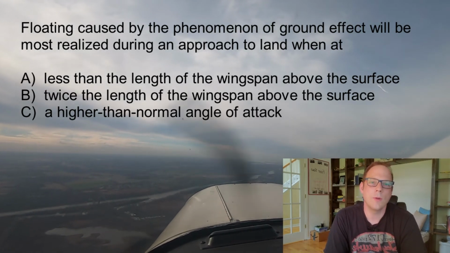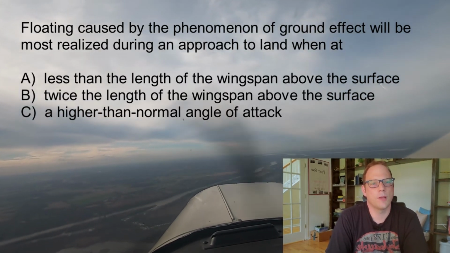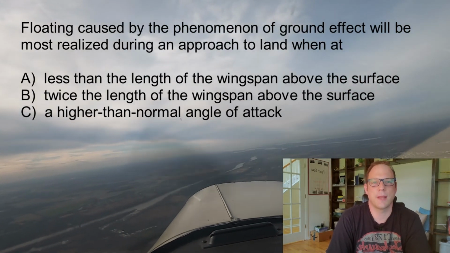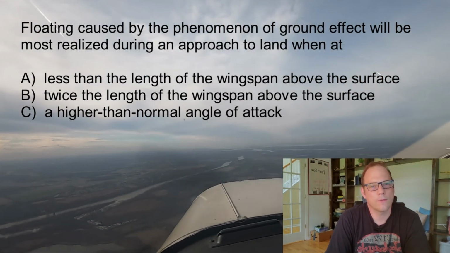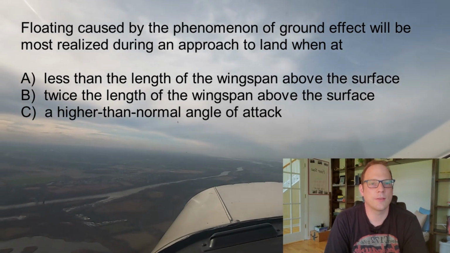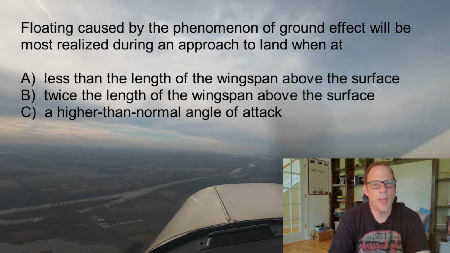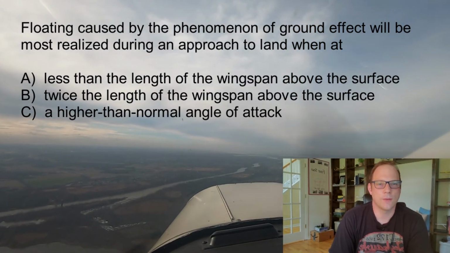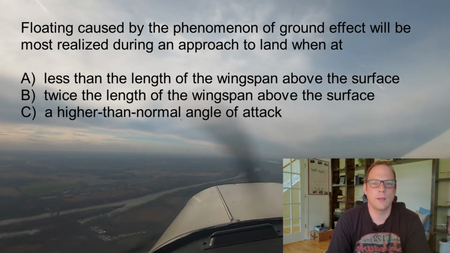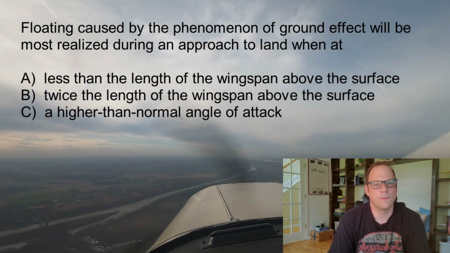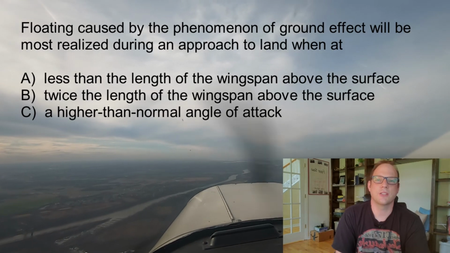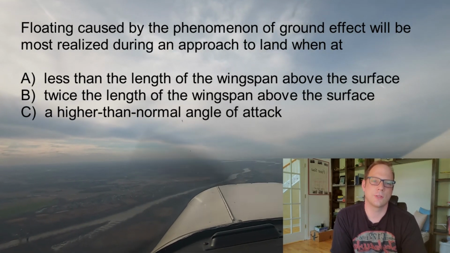So at about 1 wingspan above the runway, the reduction in induced drag is only about 1%. At about a quarter of the span, the reduction is a little less than 25%, and at about a tenth of the wingspan, so just a few feet off the ground, the reduction in induced drag is almost 50%. So large reductions in induced drag can happen very close to the ground.